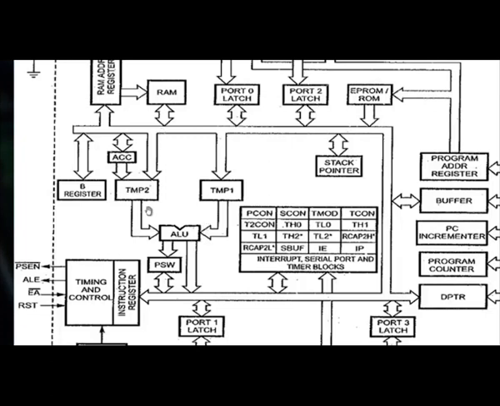Okay, this is the ALU structure. In the ALU structure, what is ALU? ALU is the arithmetic logic unit. Here all kinds of arithmetic operations like addition, subtraction, multiplication and division, along with the logical operations, which are AND, OR, NOT and exclusive OR, will be performed in this 8-bit ALU.